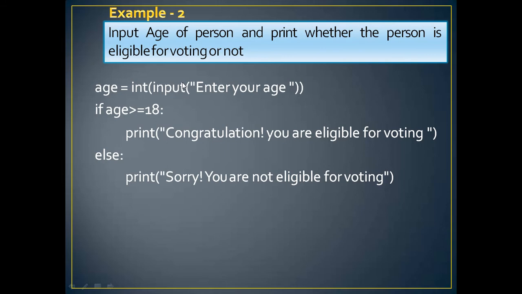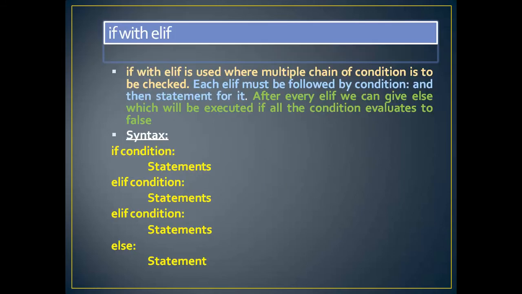Similarly, you can do any number of exercises on this. Now the third form is if elif, if with elif. If with elif is used where a multiple chain of conditions is to be checked. Each elif must be followed by a condition, colon, and then a statement for it. After every elif we can give else, which will be executed if all the conditions evaluate to false. You can see the syntax here: if condition, statements, elif, another condition, statements, elif, another condition, statement. If all the conditions fail, then finally else a statement.